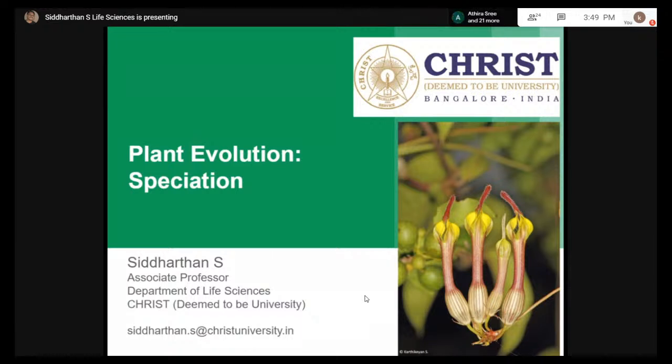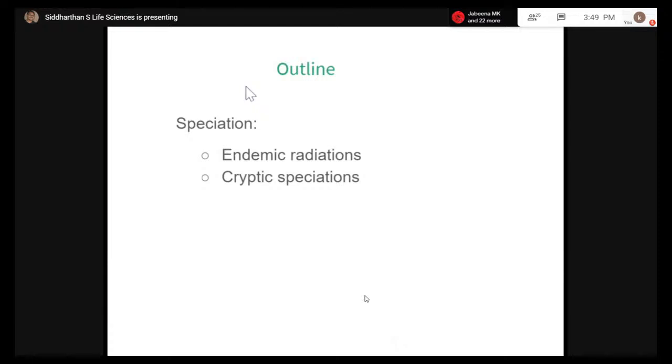Good afternoon, everyone. First of all, I would like to thank all Kerala Research Scholars Association KFRI for inviting me to present a seminar on my research findings. In today's talk, I'll be talking about speciation. So the agenda for today's talk is on two topics about endemic radiations and cryptic speciation in two different model systems which I have been working on.